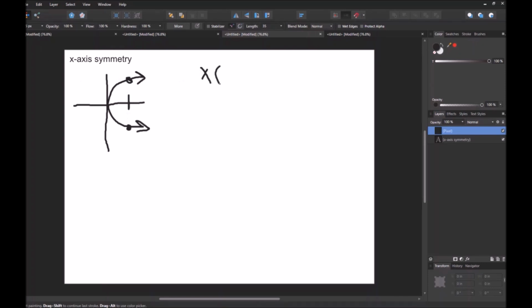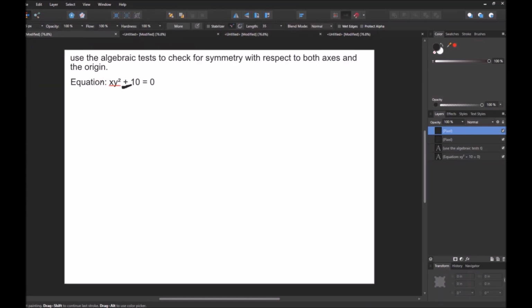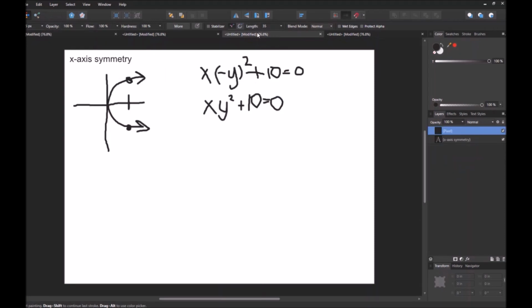So we do x times negative y squared, all in parentheses, plus 10 equals 0. So x times negative, well, we're going to leave x there, we're just going to drop it down. Negative y squared is just y squared. And then we have positive 10 equals 0. Well, if we look at our original equation, x times y squared plus 10 equals 0. And we have x times y squared plus 10 equals 0 here. So we can say that the graph of this equation is symmetric about the x-axis.